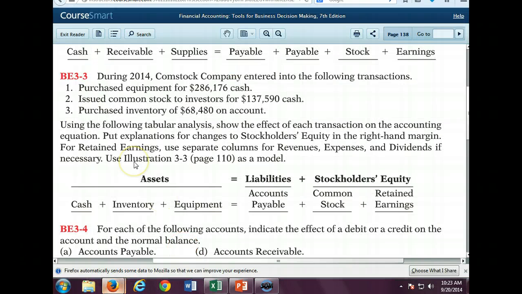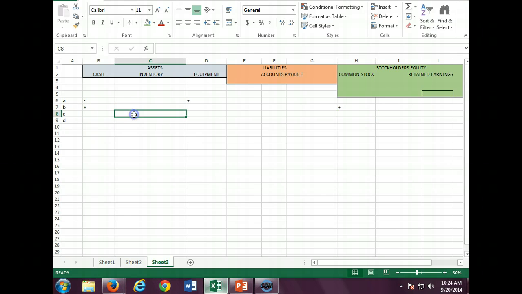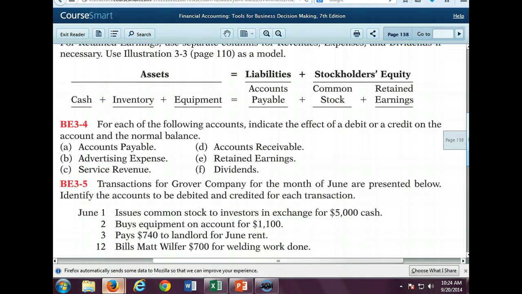Next, purchased inventory of $68,480 on account. Did we use cash? No, it's an accounts payable. What happens to our inventory here? It increases. What happens to our accounts payable? It increases. So we've got an increase in inventory and we have an increase in our accounts payable. We owe the money, don't we? Now for, boy, did I skip ahead.